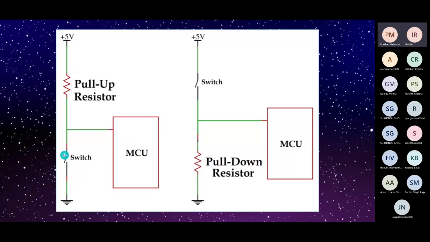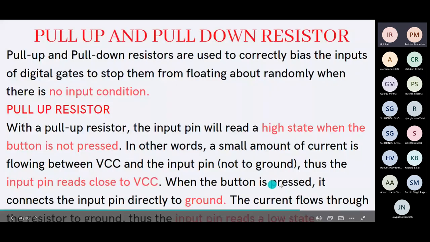Then when the switch is closed, the pin gets into a low state. As we see here, when the button is pressed, it connects the input directly to ground. Because of this, the input pin reads a low state. So this was our pull-up resistor. Pull-up resistors are much more in use than pull-down resistors.